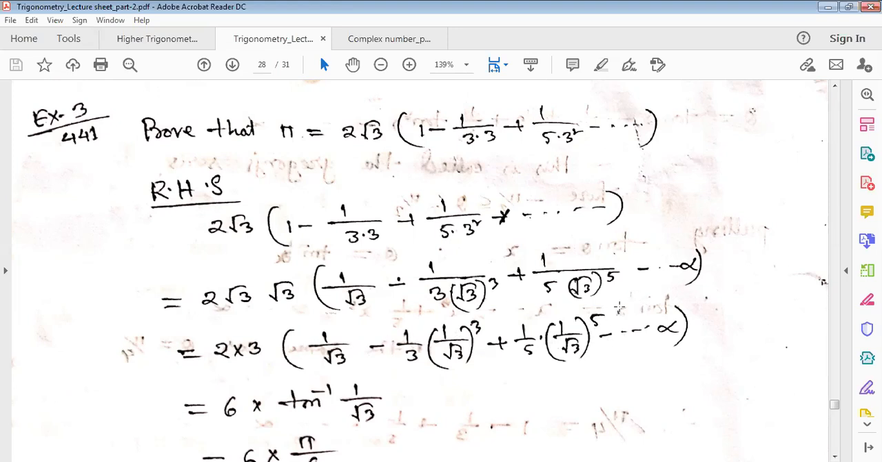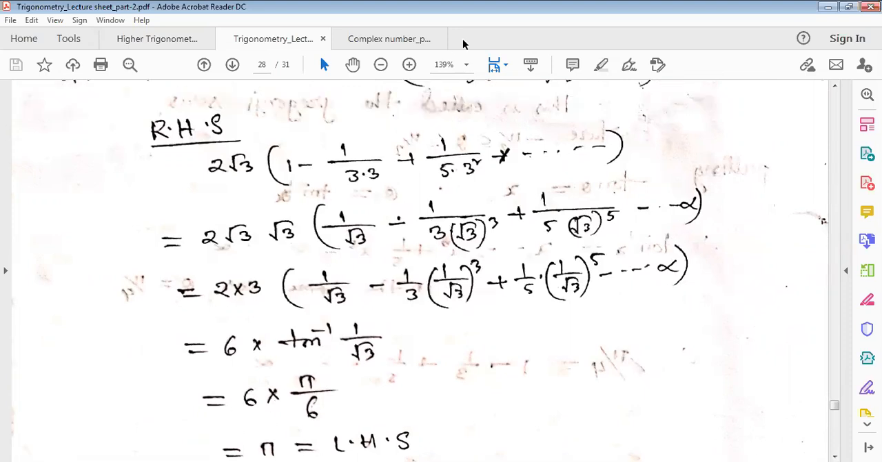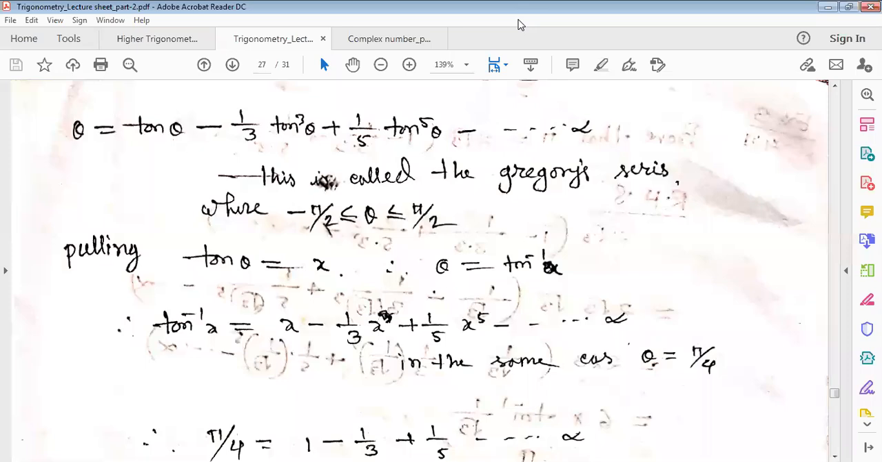This is why this series can be written as tan inverse of (1 by 3)... tan inverse x means x minus 1 by 3 x cube plus 1 by 5 x to the power 5. This whole series can be written as tan inverse 1 by root 3. Now tan inverse 1 by root 3, how many degrees? Tan 30 degrees is 1 by root 3. That means pi by 6. This is why pi by 6 is only 30 degrees. 6 cancels, this equals pi. Very interesting maths.